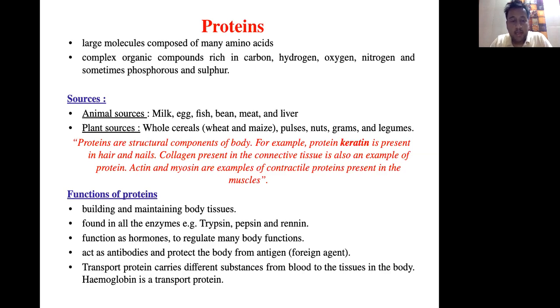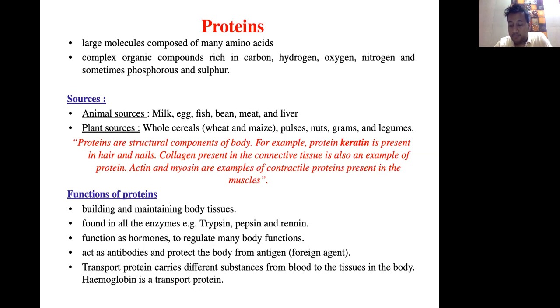Again, the function of proteins: it builds and maintains the body tissues. Like I said, it is a building block of our body. It is found in all enzymes. It is said that all enzymes are more or less proteins only. So it helps in the formation and the regulation of enzymes also. It functions as hormones to regulate many body functions. It can act as antibodies and protect the body from antigens.